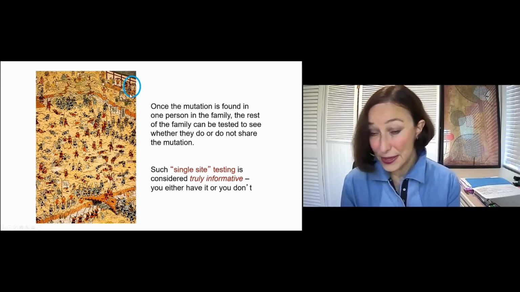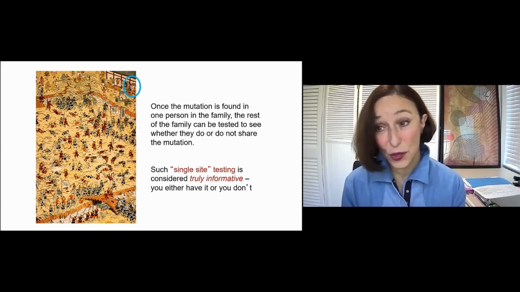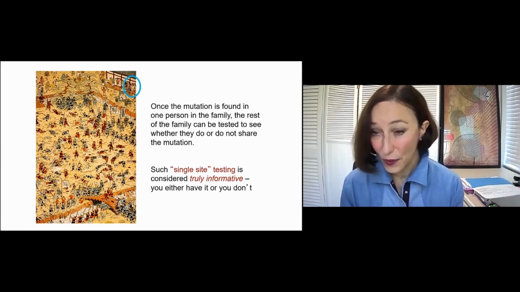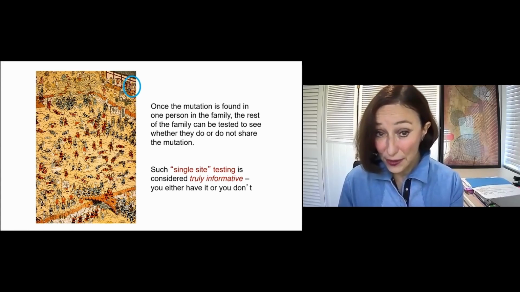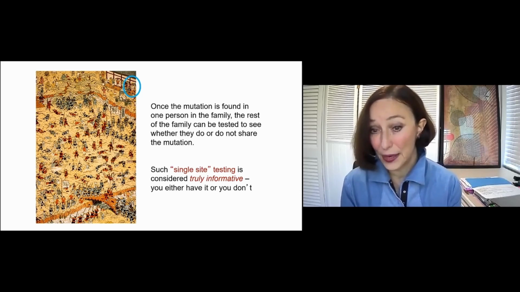We used to do a lot of this. It was cheaper. It was definitive. Now testing is not very expensive, so we usually test whole genes on everybody anyway, but the concept's still the same. If there's a mutation in the family and someone shares it, that's not surprising if they've inherited it. But if they don't share it, that is a definitive negative result, and it's informative.